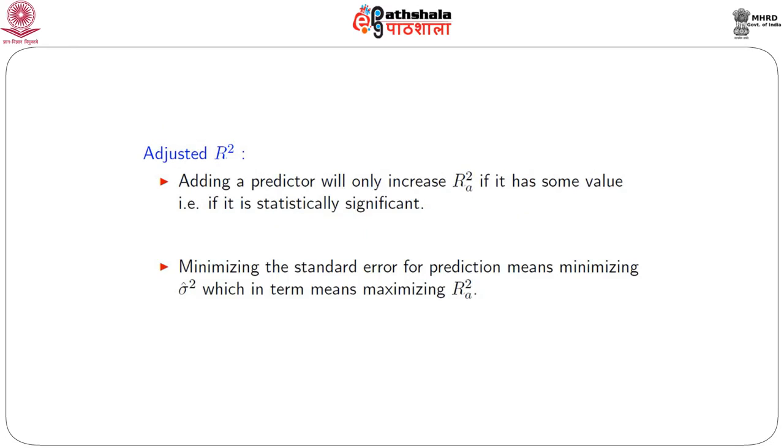So, under adjusted R squared, adding a predictor will only increase R squared subscript A if it has some value, that is, if it is statistically significant. And minimizing the standard error for prediction means minimizing sigma hat squared, which in turn means maximizing R squared subscript A, the adjusted R squared.